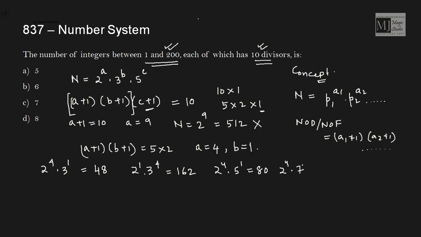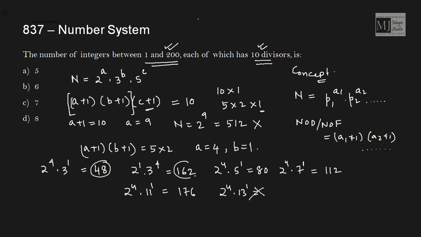2 to the power 4 into 7 to the power 1. 16 into 7 is 112. 2 to the power 4 into 11 to the power 1. 16 into 11 is 176. 2 to the power 4 into 13 to the power 1. 16 into 13 is more than 200. Not applicable. We stop here.